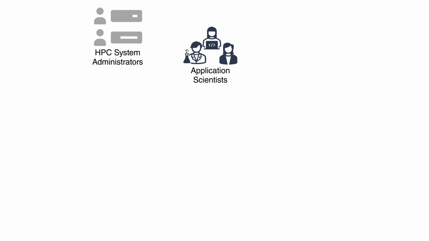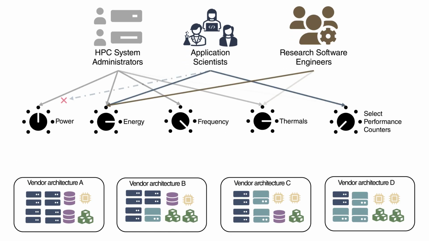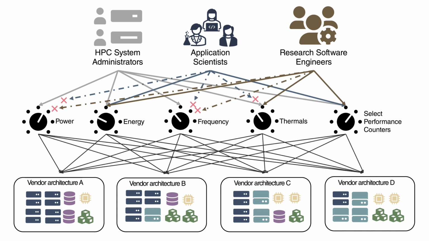Supercomputer users have diverse backgrounds and include system administrators, application and domain scientists, and research software engineers. Most commonly, users are not familiar with low-level architecture details across the different vendors, and some power and performance dials require the user to have elevated privileges. As a result, accessing power and performance dials that are complex and vendor-specific can be chaotic, unwieldy, and error-prone from the user's perspective.